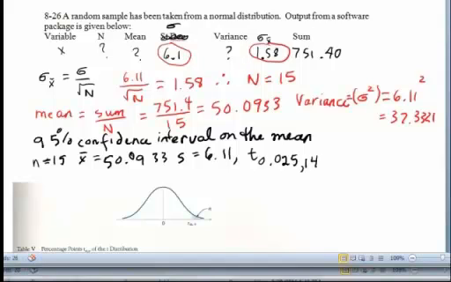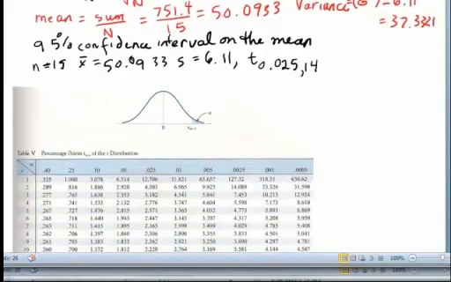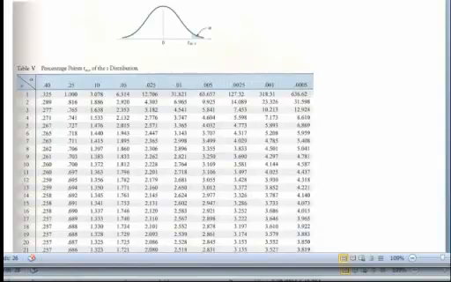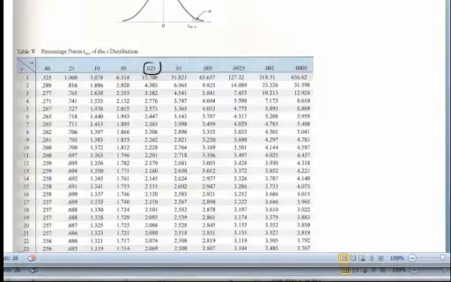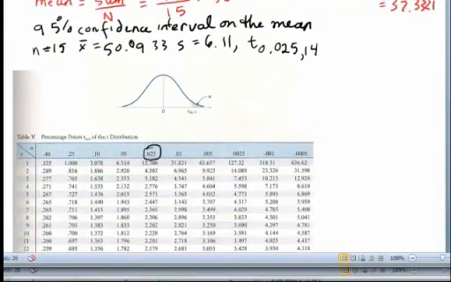If we go down and look at 0.025, here we go, 0.025, and we need 14 degrees of freedom. So there we go, 14 degrees of freedom, and we're at right here. Okay, 2.145. So this number is 2.145.